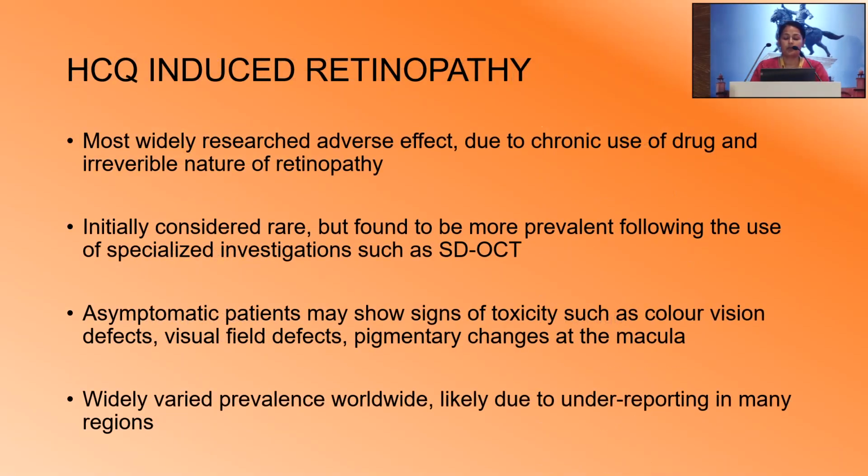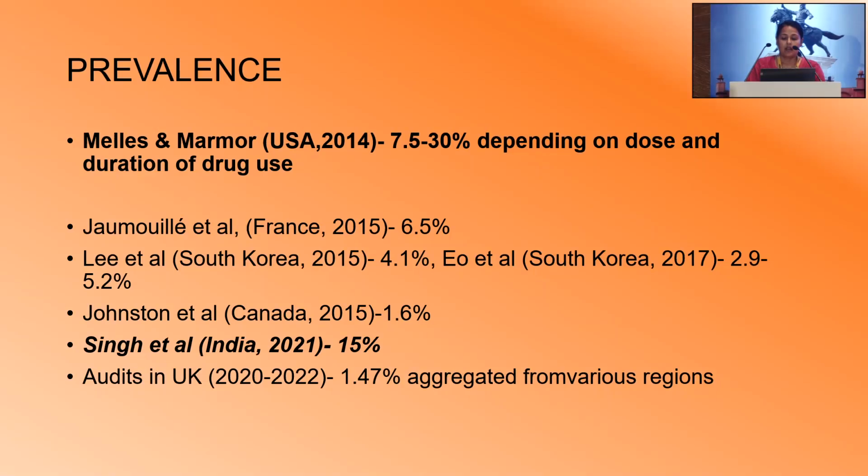Retinopathy is by far the most researched adverse effect, initially considered rare, with widespread use of the drug and evolution of specialized investigative modalities in ophthalmology. The prevalence has been found to be higher, albeit variable, likely due to underreporting. A milestone prevalence study was conducted in 2014 at Johns Hopkins Institute by Melles and Marmor. It showed wide prevalence depending on dose and duration of drug use. This study formed the basis of recommendations of the American Academy of Ophthalmology in 2016. Other studies, as mentioned, have shown variable prevalence worldwide.